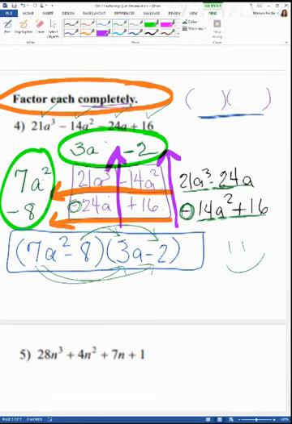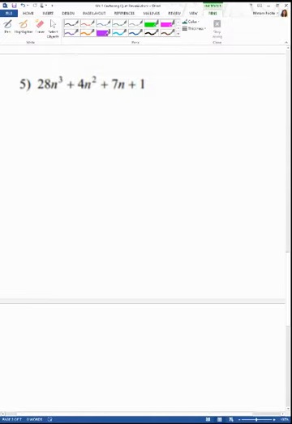Okay, and the last one. Again, we are factoring completely. So some of you, I noticed that you want to do the factoring by grouping. You can do that if you want to. I'm not teaching it. I'm teaching the area model, but I just kind of let you know when you can do it.